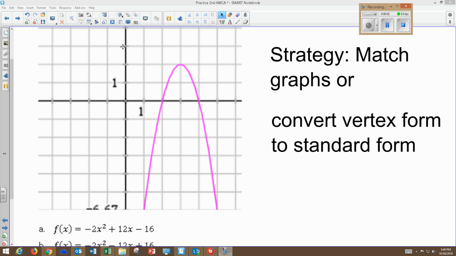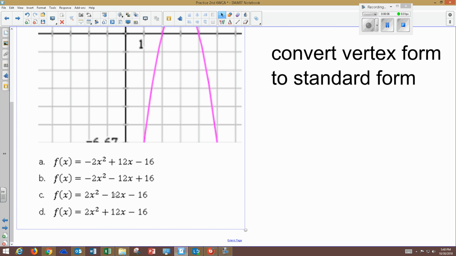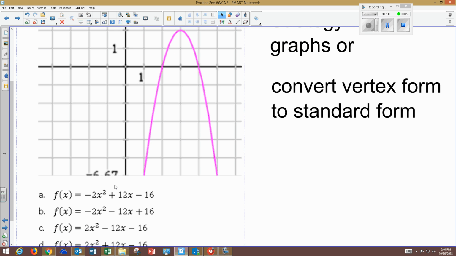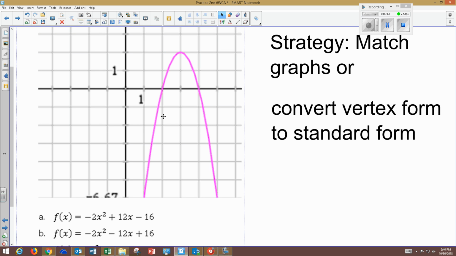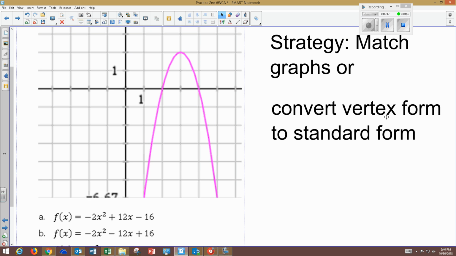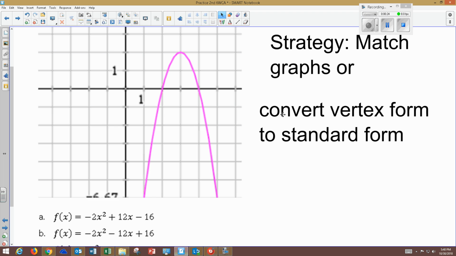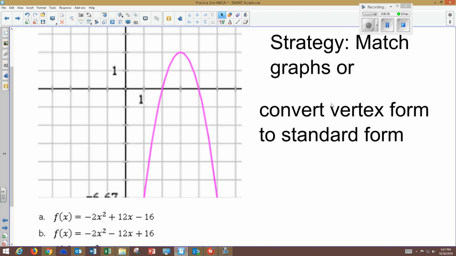In this example from number 9, identify the quadratic function graph. We can either just graph each one of these to see which one looks like this graph, or you can write it in vertex form and convert to standard form. Now, we're going to convert the vertex form to standard form, and then we'll check it with a graph match at the end. So let's see if we can get the vertex form.